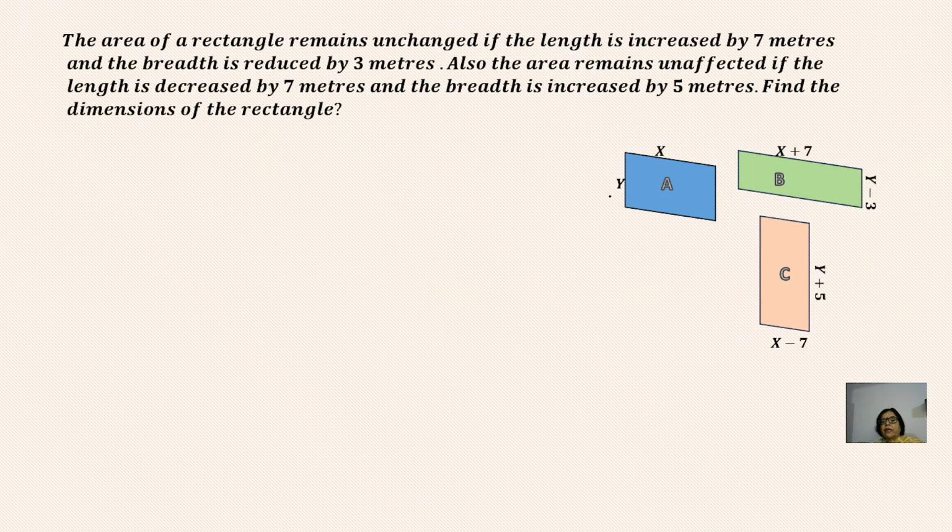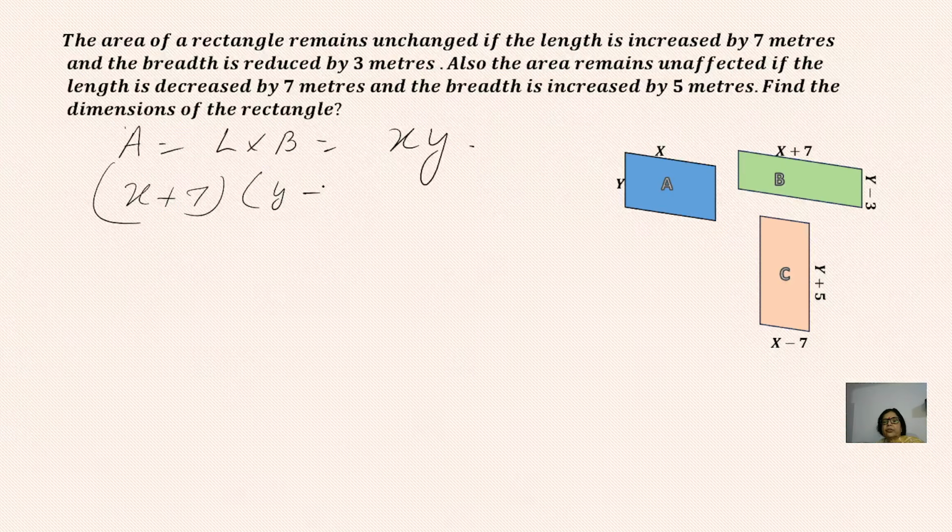So here we are given a rectangle whose dimensions initially are x and y. The area of a rectangle we know is the product of length into breadth. So here this will be equal to x into y square units. Now the question says if the length is increased by 7 meters, so the new length becomes x plus 7 and the new breadth is y minus 3. The area is unchanged. That means it is equal to xy.